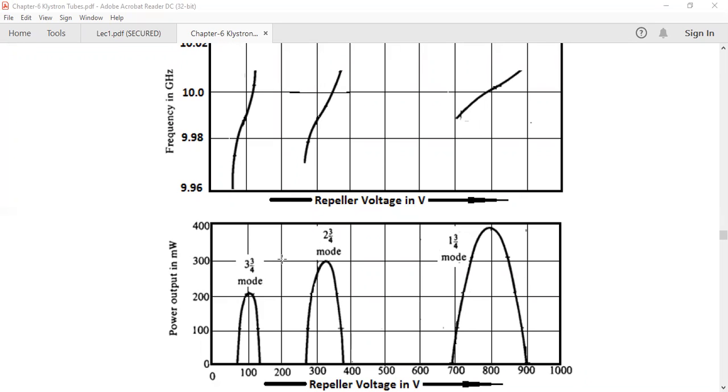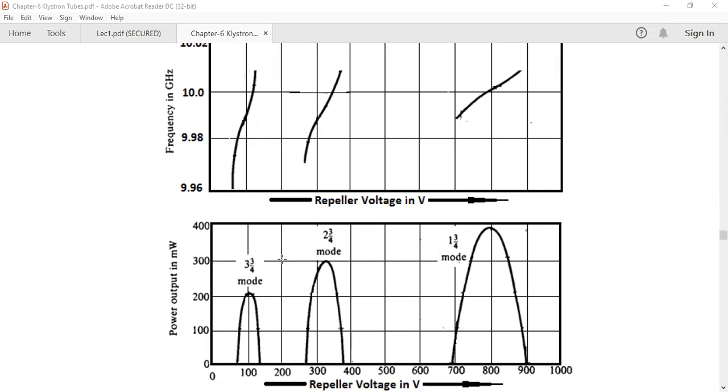So here also velocity modulation takes place and current modulation also takes place. Here, instead of a second cavity, we have the repeller. The repeller has a negative charge. So the electrons coming from the buncher cavity are repelled by the repeller, then move towards the cavity. So in the return journey there is a possibility of forming the electron bunches. This electron bunch formation all depends upon the repeller voltage.